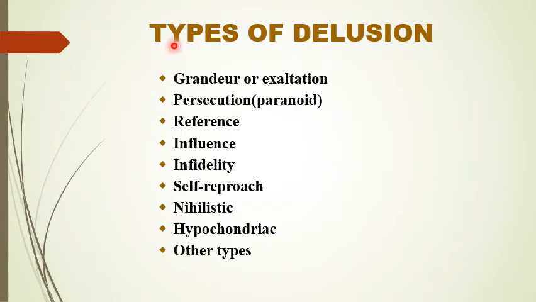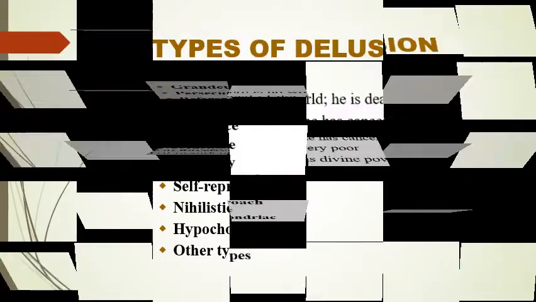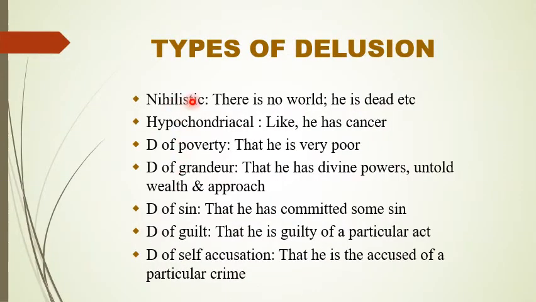There are different types of delusion, like delusion of grandeur or exaltation, delusion of persecution or paranoid delusion, delusion of reference, delusion of influence, delusion of infidelity, delusion of self-reproach, nihilistic delusion, hypochondriacal delusion, and other types. We will look into them one by one. Nihilistic delusion means the person believes that there is no world, he is dead, etc. In hypochondriacal delusion, the person believes that he has an incurable disease like cancer, AIDS, etc.